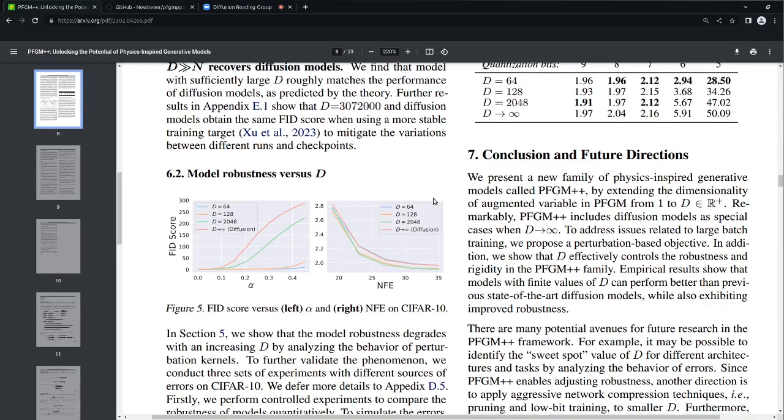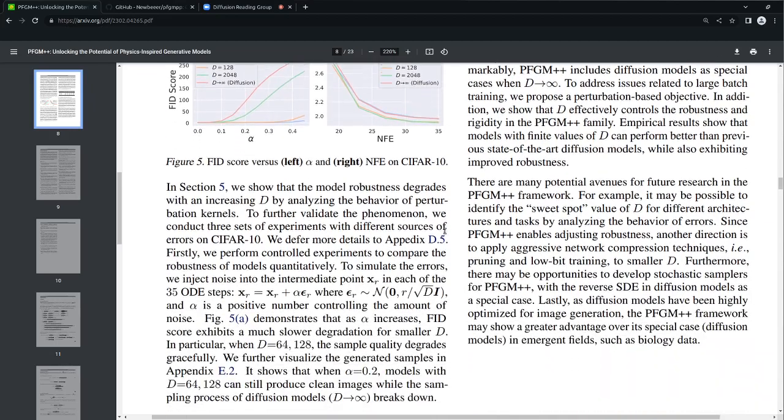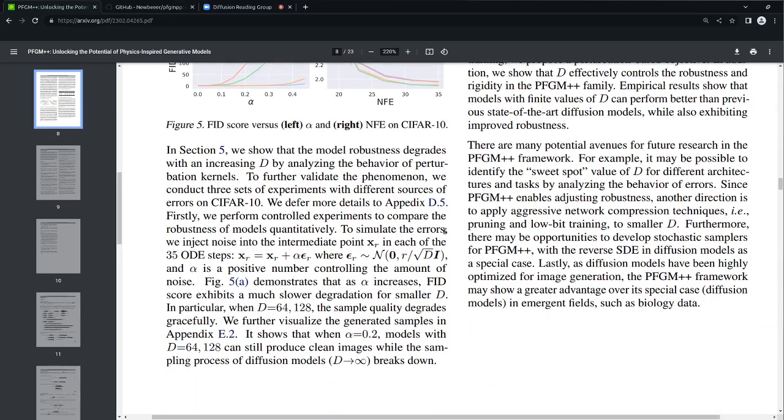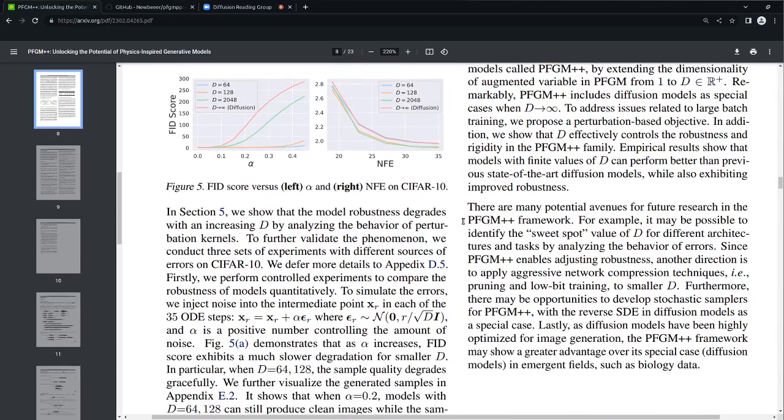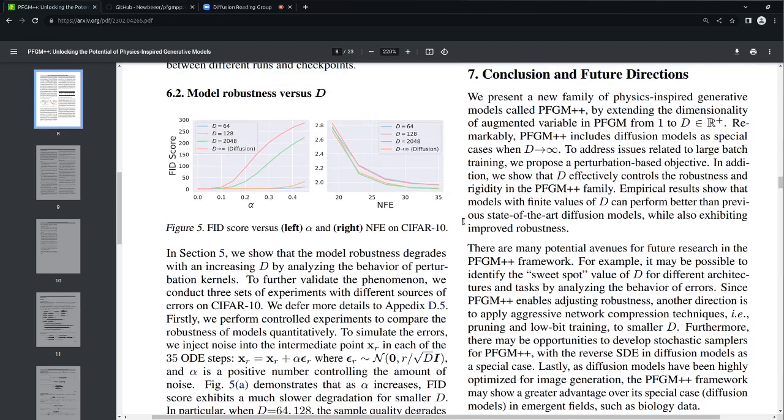I remember they had a similar plot in the PFGM paper. Oh yeah, okay, that makes a little more sense now. But when they explained it, it wasn't super clear. Okay. Yeah, so I don't know if we had any other questions about this.